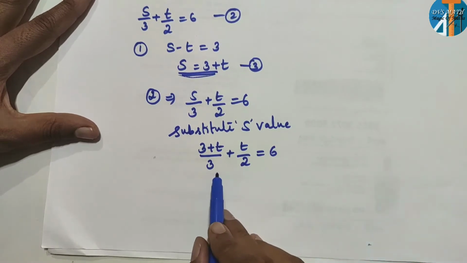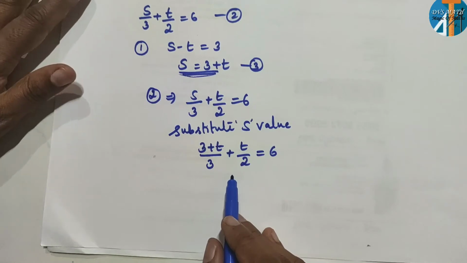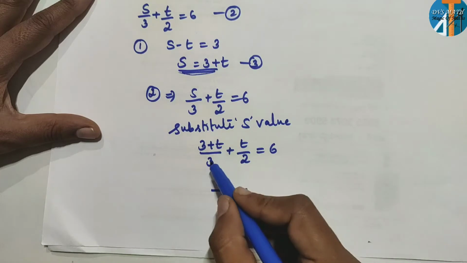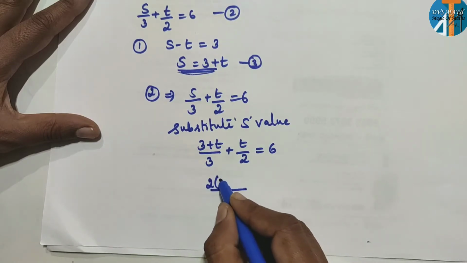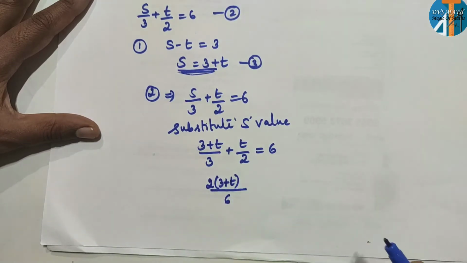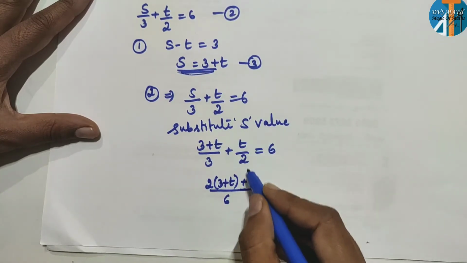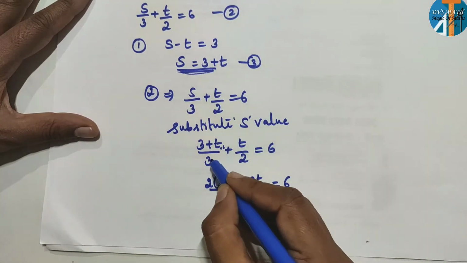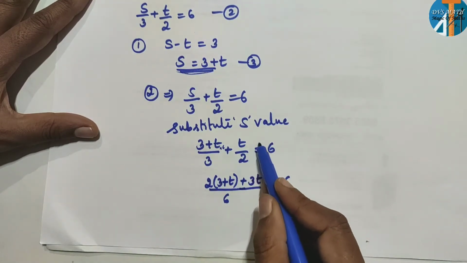Now here you have to consider the LCM. As you all know, what is the LCM for 3 and 2? It is 6, right? So here what happens? 3 ones are 3, 3 twos are 6, so 2 times (3 plus t). Again plus, here 2 ones are 2, 2 threes are 6, so 3t is equal to 6 into 6. Observe carefully.